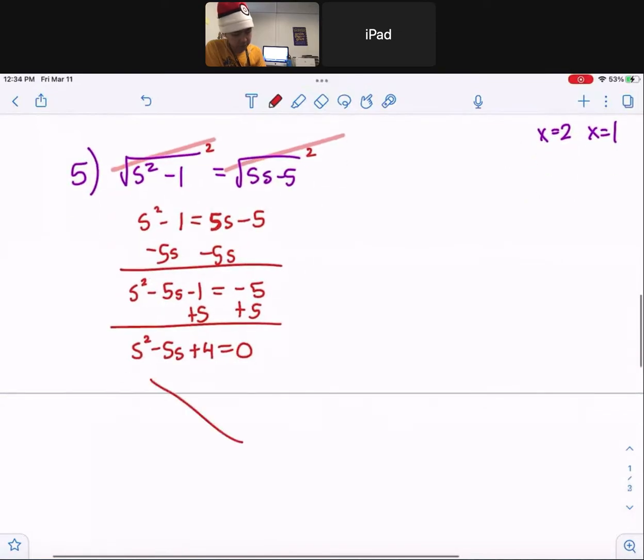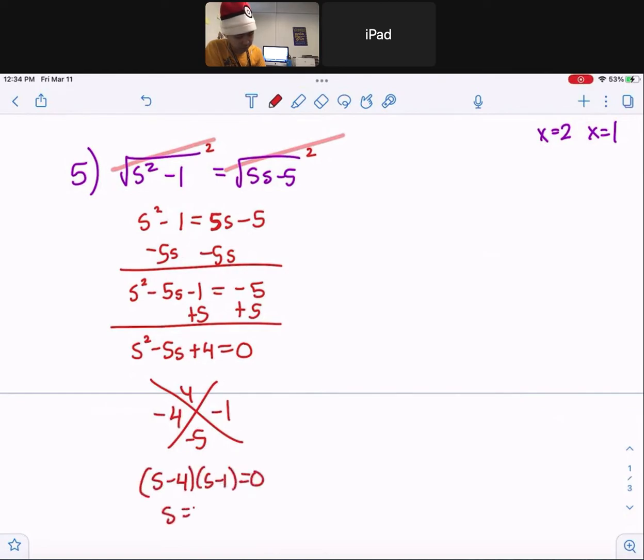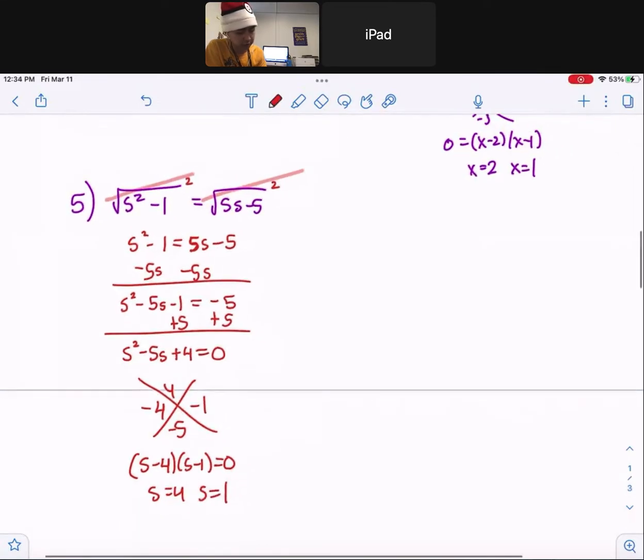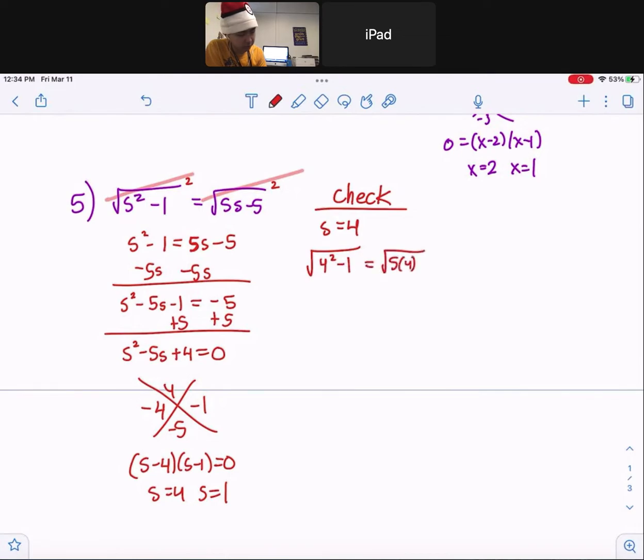So we do gotta factor this, right? It's negative 4 and negative 1. So s minus 4 times s minus 1 equals 0. So s equals 4 and s equals 1. But we gotta check that, right? So for s equals 4, if we plug it into the original, we get the square root of 4 squared minus 1 equals the square root of 5 times 4 minus 5. Well, 4 squared, you guys, is just 16 minus 1. This side is just 20 minus 5. So square root of 15 equals square root of 15. I would say that definitely works, right? So s equals 4 is definitely one of our answers.